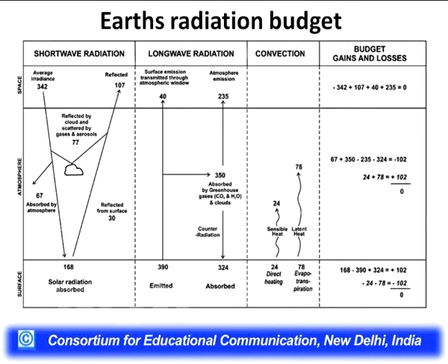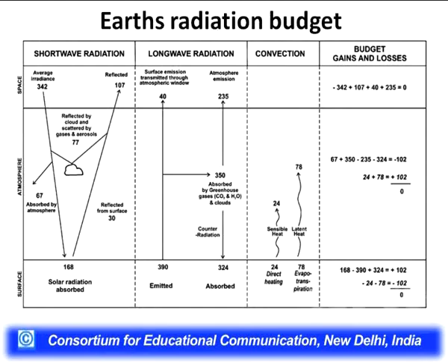So now this equation is balanced: 342, 107, 40 and 235. So finally it becomes 0. If we come to the atmosphere, now we will see here that 67 is absorbed by the atmosphere, 77 is absorbed by the clouds, gases and aerosols, 30 is reflected, or sorry, not 30%, but 30 watts per square meter is reflected by the surface.